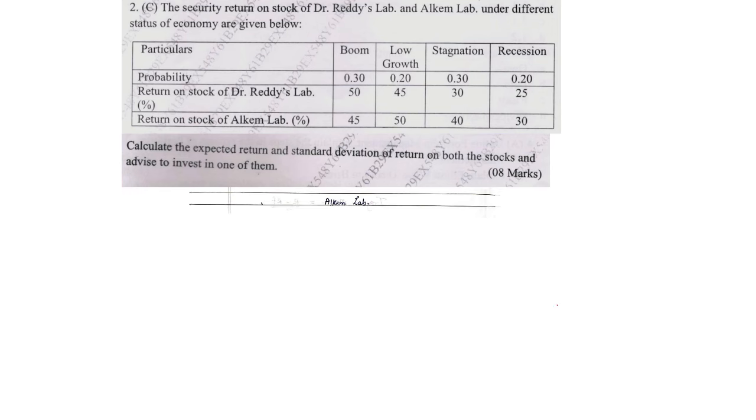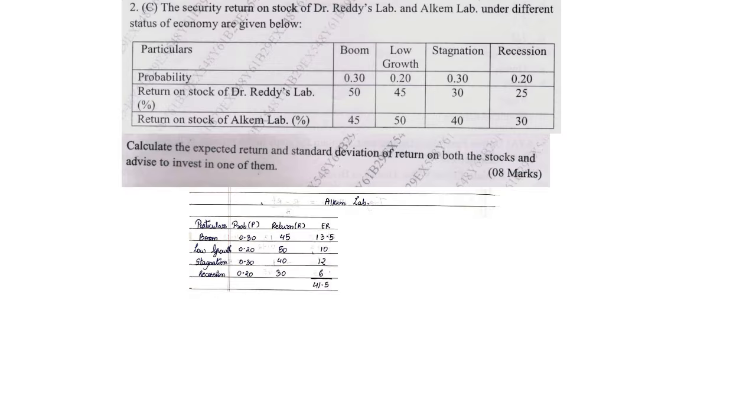First, we will note down all the particulars: boom, low growth, stagnation, recession. Then we note down the probability, same 0.3, 0.2, 0.3, 0.2. We note down Alchem's returns: 45, 50, 40, 30. We multiply them, we get the expected return, so it comes to 13.5, 10, 12, 6, and the total comes to 41.5.